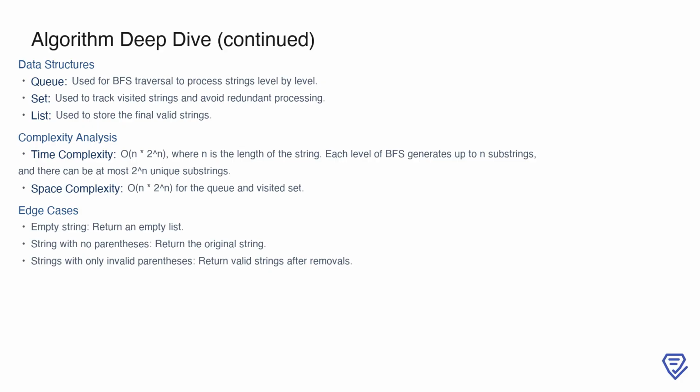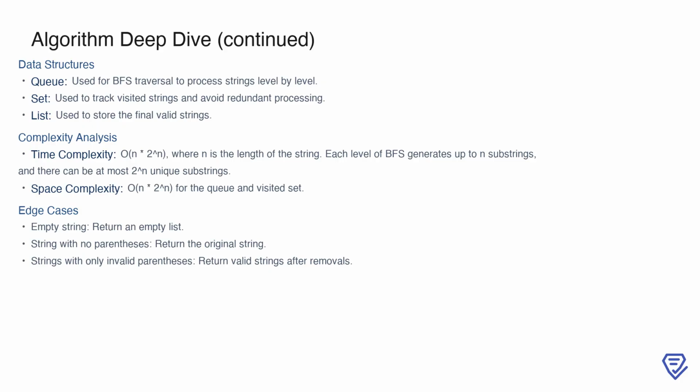A queue is used for the BFS traversal, allowing us to process strings level by level. A set is employed to track visited strings, ensuring that we don't process the same string multiple times and optimizing the search process. Finally, a list is used to store the valid strings once they are identified.